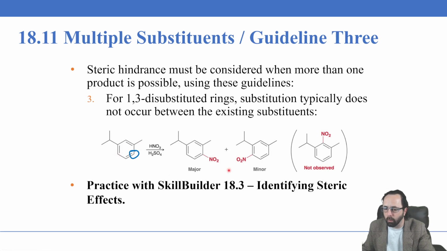So the major product will have the installation of the nitro group ortho to the methyl group, para to the isopropyl group. You'll also have installation ortho to the isopropyl group and para to the methyl group, but it will be much more sterically hindered due to the presence of the isopropyl group here, so you'll have a minor product there. And you won't get any installation of the nitro group ortho to both, because there will be significant steric hindrance due to the isopropyl group and the methyl group together.